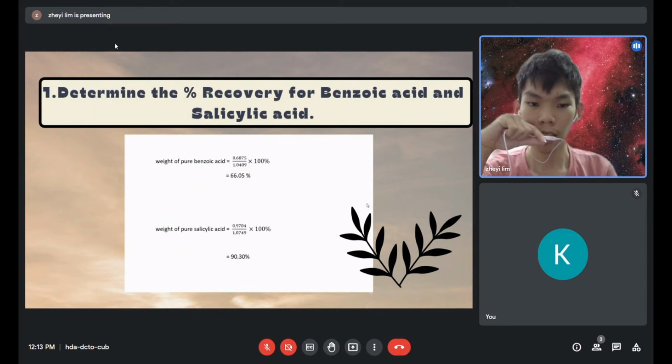So I use this formula and find that the pure benzoic acid equals 66.05%. And for the salicylic acid, I found that it is 19.30%.